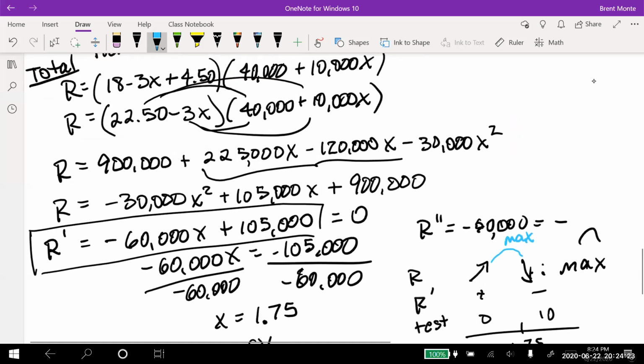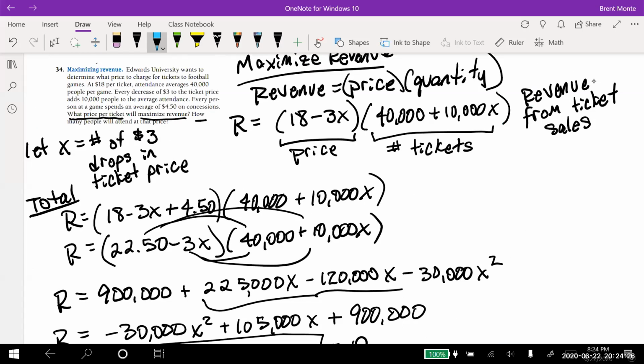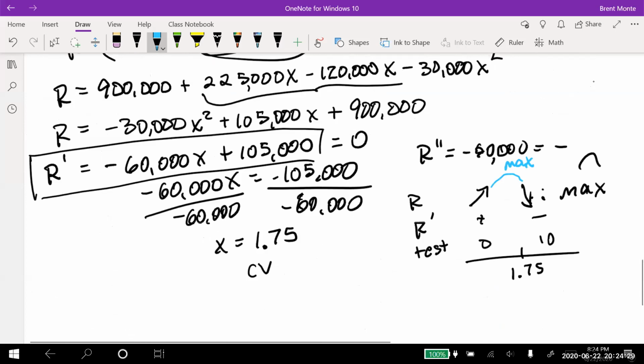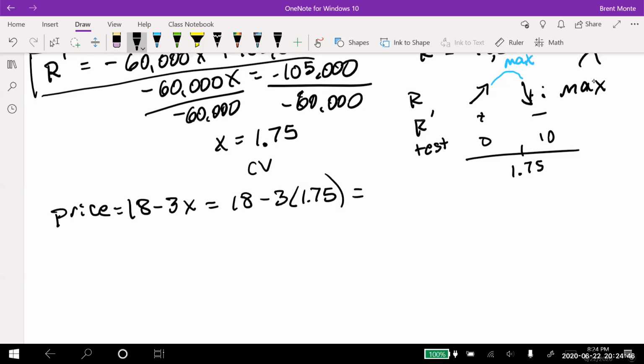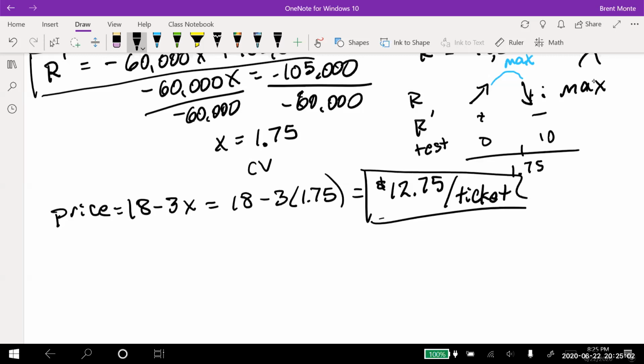The question was, what price? Well, remember, price is 18 minus 3X. And I just found X. So it's 18 minus 3 times $1.75. So let's see. 18 minus 3 times 1.75. I get $12.75. So what I'm doing is I'm dropping the price per ticket from $18 all the way down to $12.75.